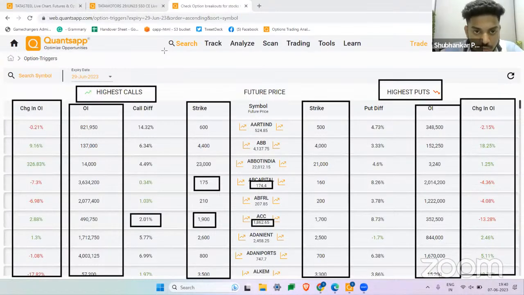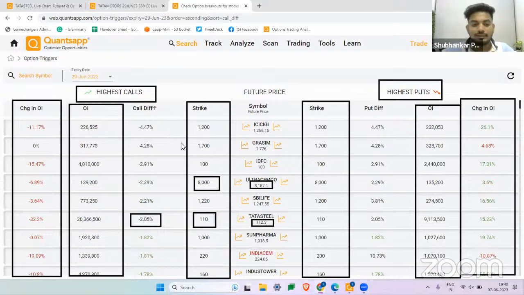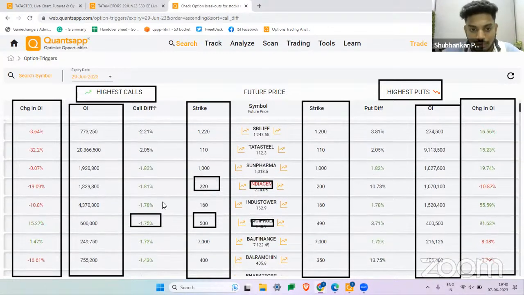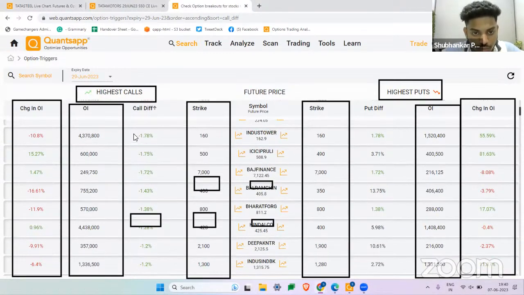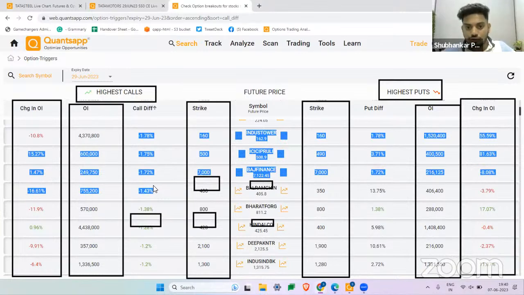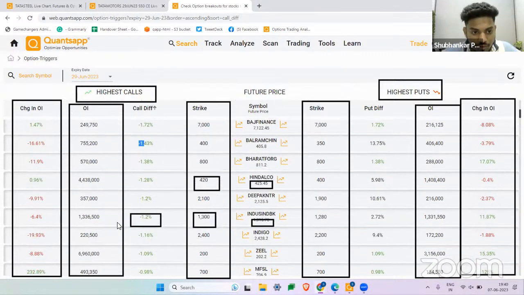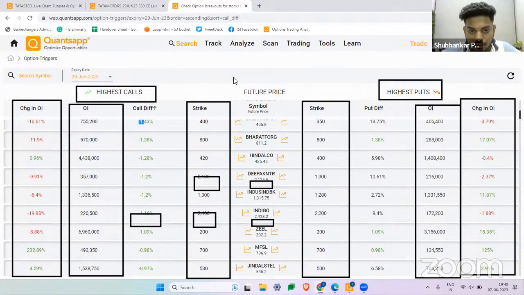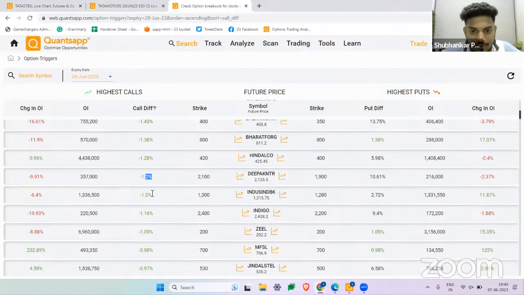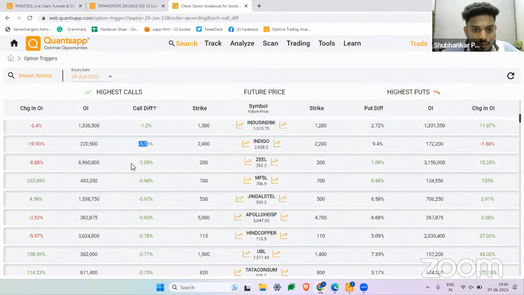So simple. Now, if I just want to identify the stocks closer to the highest call, I'll simply click on the arrow beside call difference and identify that. So now there are a few stocks where the call difference is negative. What does that indicate? That indicates that the stock is already above the highest call. So I want all those stocks which are above the highest call. Something like, let's say, this one, Balrampur Chini, right? Then we have a lot of stocks on our radar list. So let me just clear all these things now. So we have Deepak Nitrite, IndusInd Bank, Indigo, Zeel. So a lot of stocks.